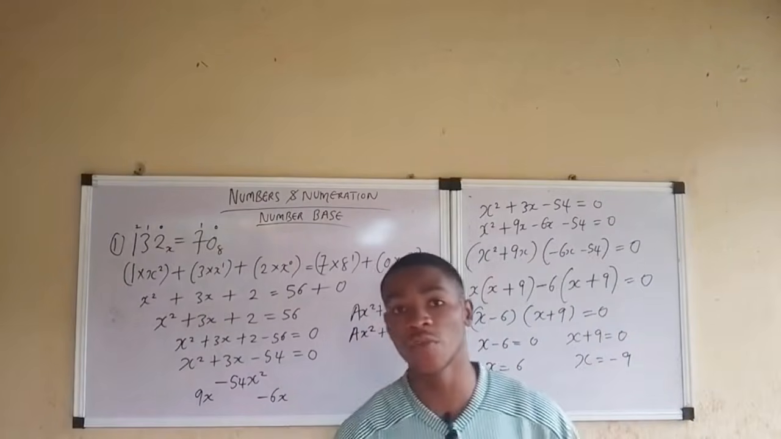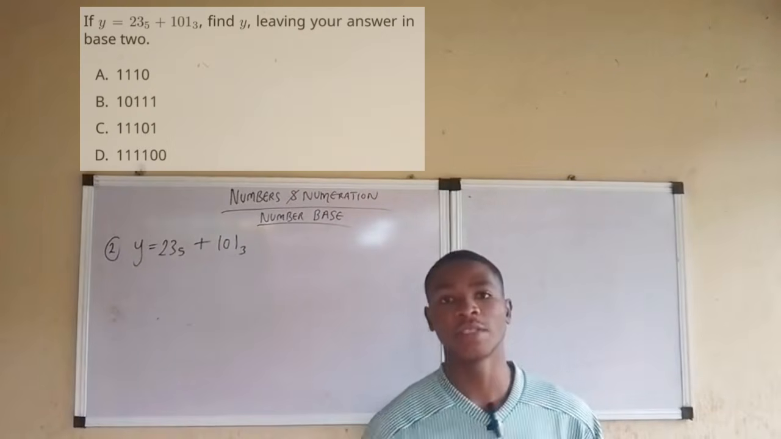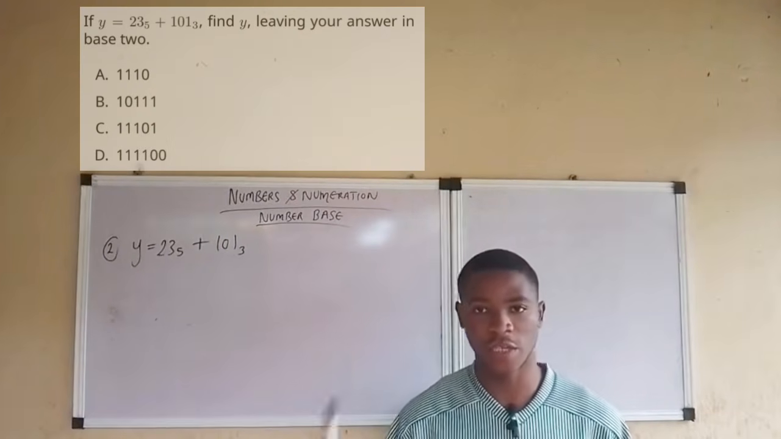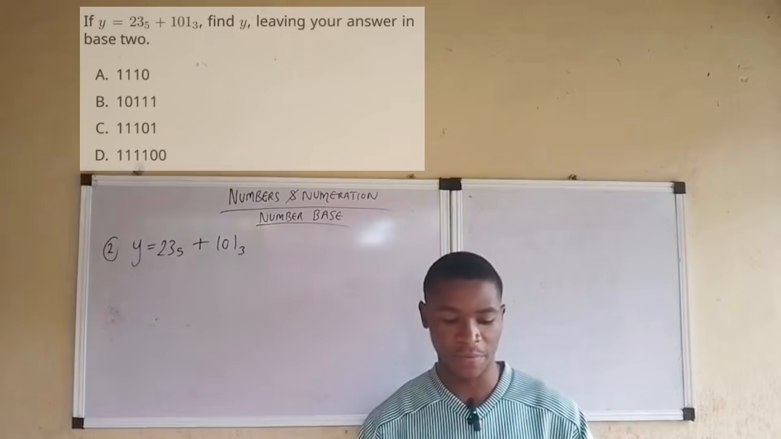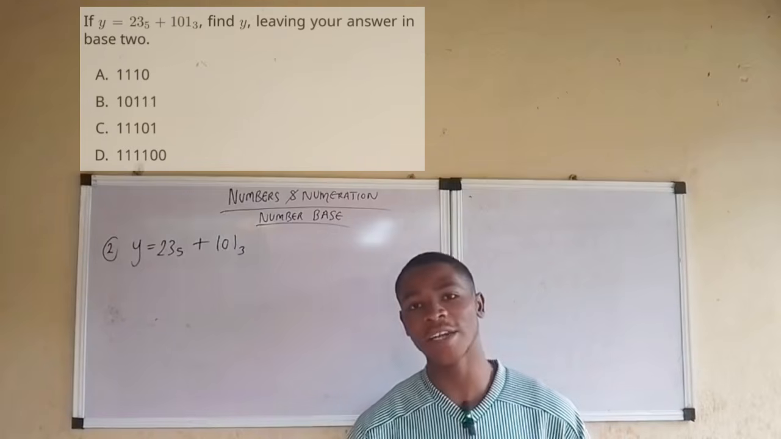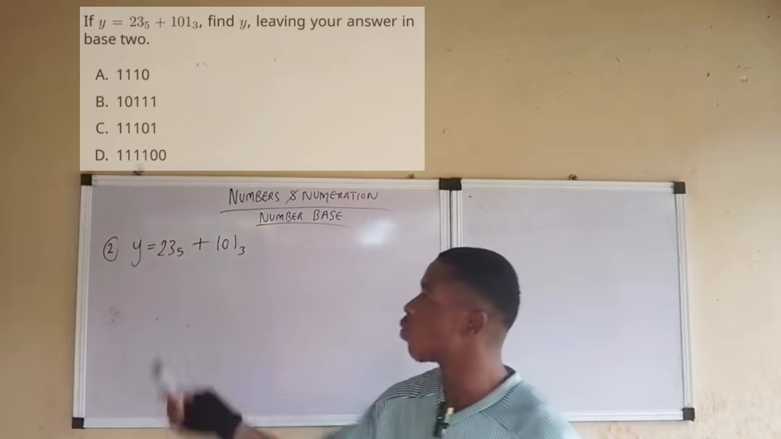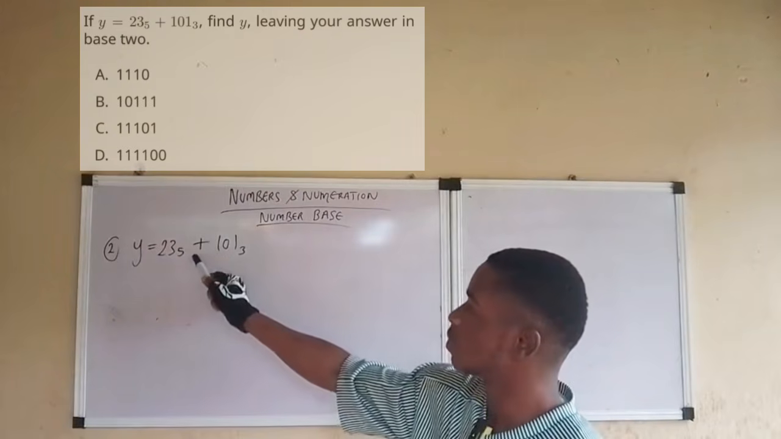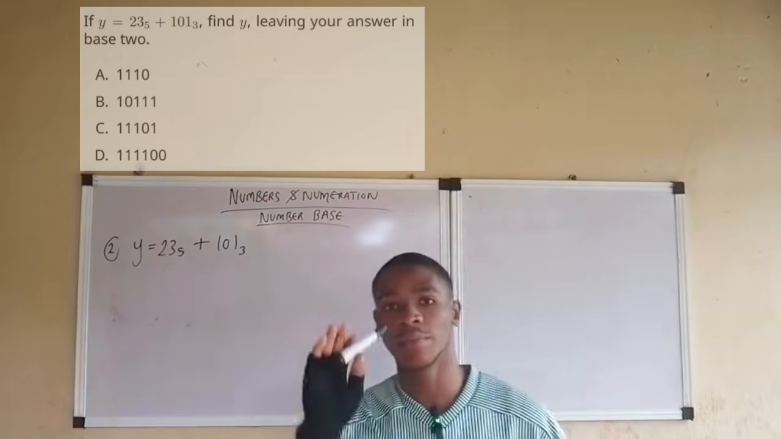Now, having solved the first question, let's move on to the second question. As you can see above, we are told that if y is equals to 23 base 5 plus 101 base 3, we have to find y and leave our answer in base 2. They want you to solve and leave your answer in base 2.